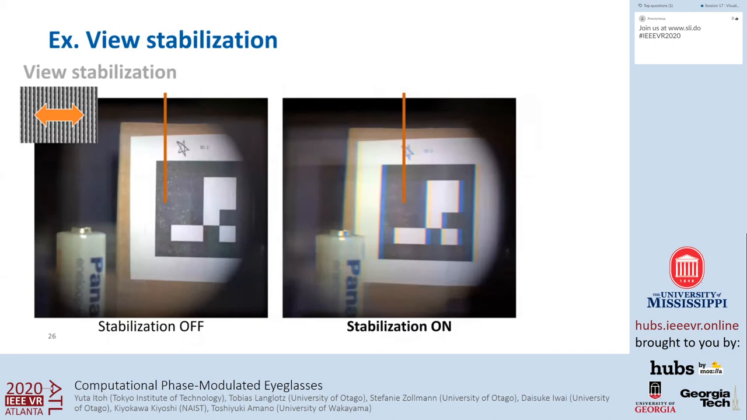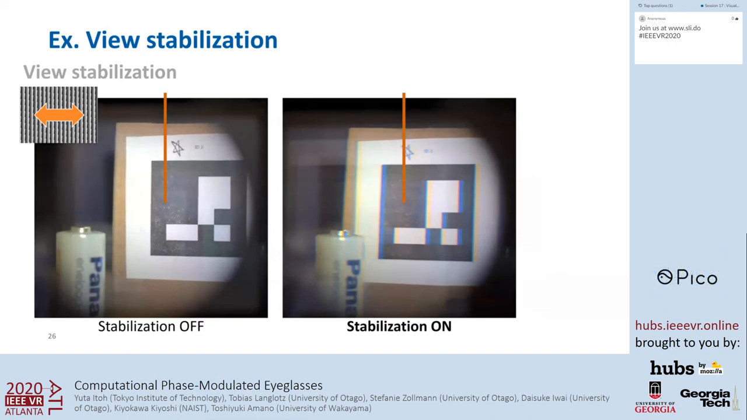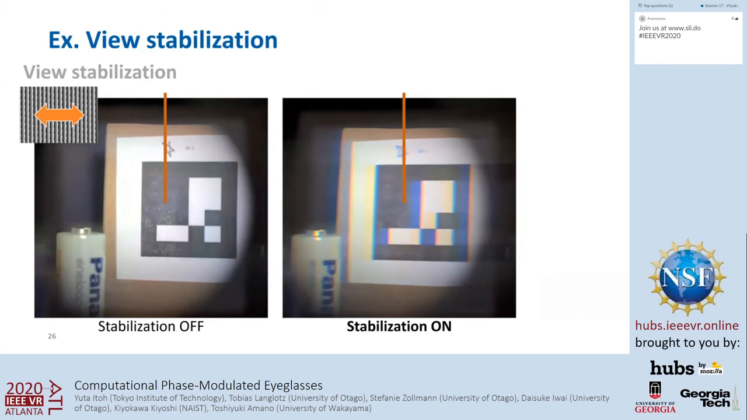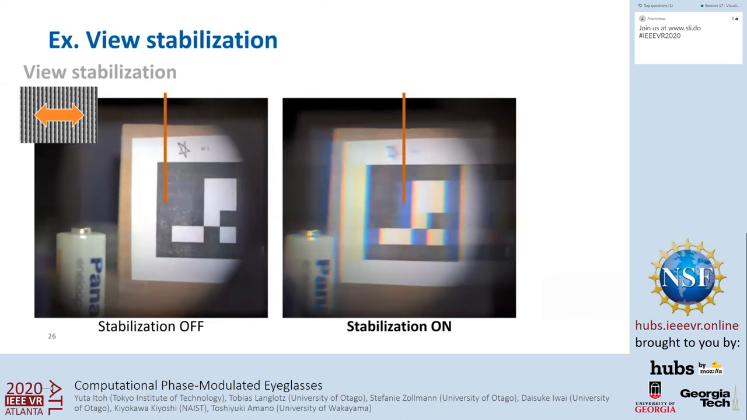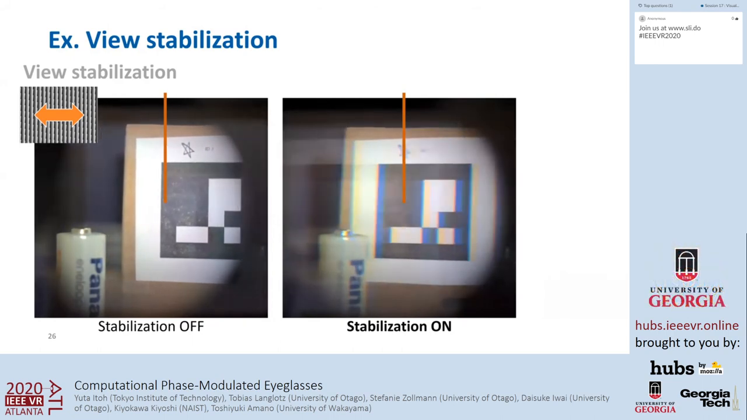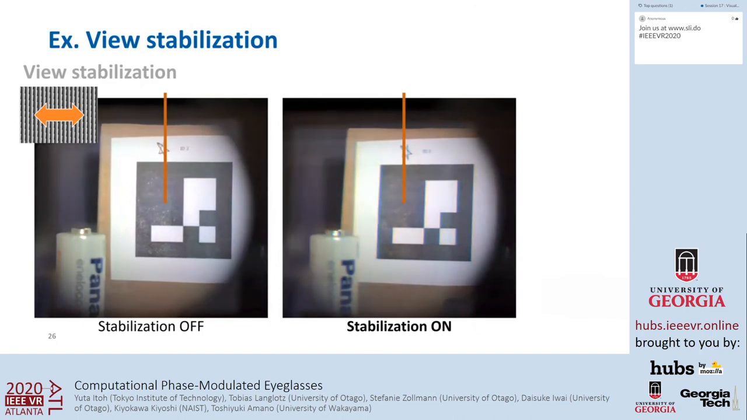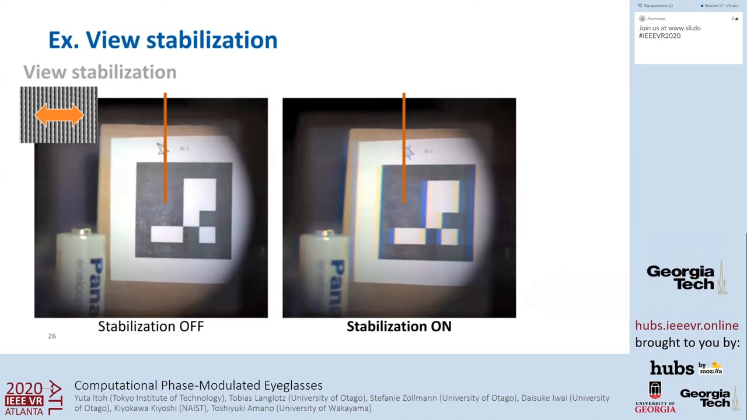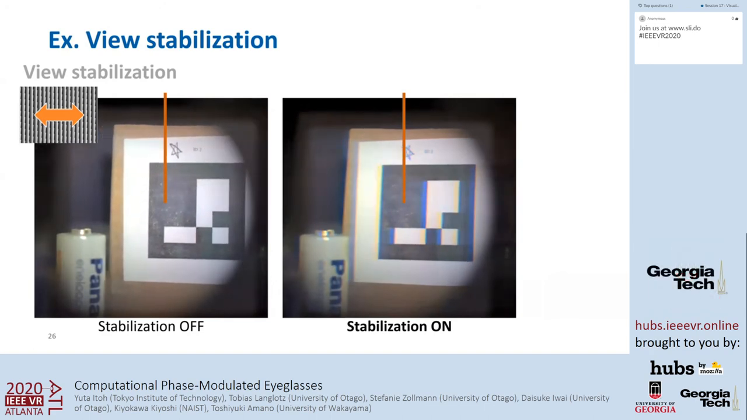And then the next example, we also consider, is it possible to stabilize our view by using the phase image, which is just like image shift. Expensive cameras have image stabilization, anti-handshaking, and we also implemented that. In the left figure, it's just the scene image without anything, and the marker is shifting along the X direction. Once we stabilize it, we display this view shift image and always dynamically change the parameter.